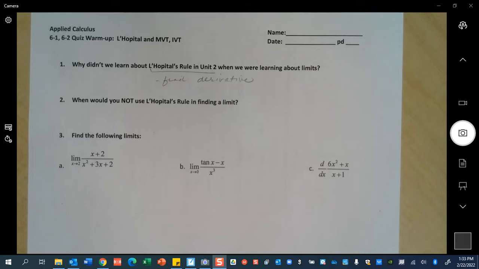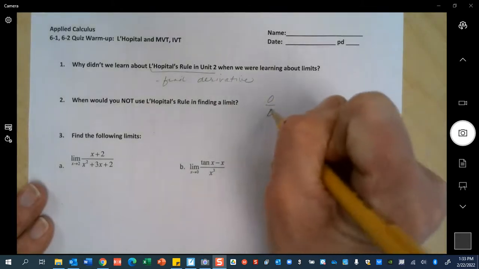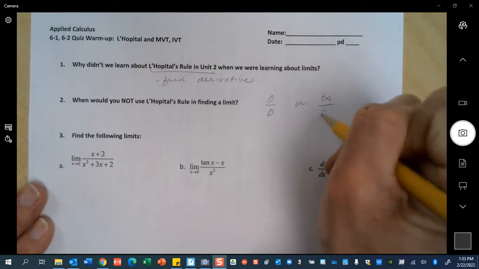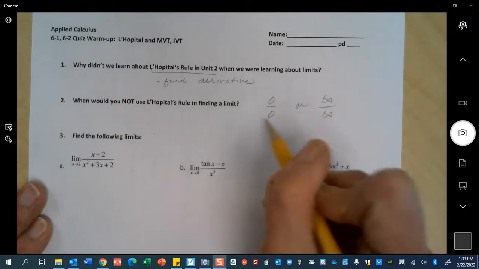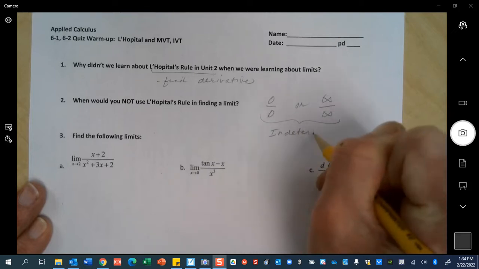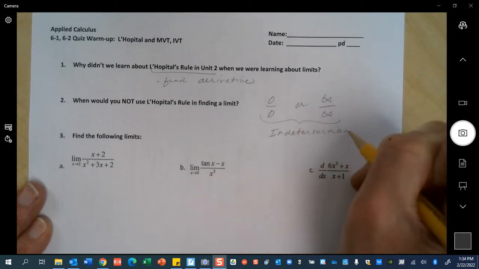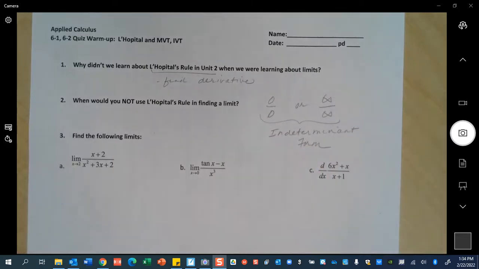When would you not use L'Hopital's rule? When do you not need it? Yeah. So in order to use L'Hopital's rule, you have to have that indeterminate form. So if you don't have an indeterminate form, you don't need to use L'Hopital's rule.